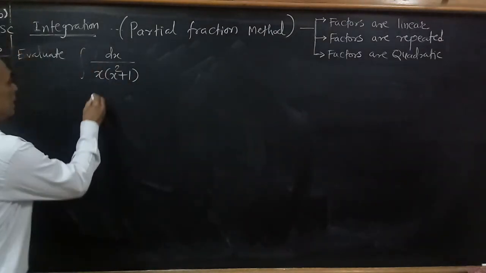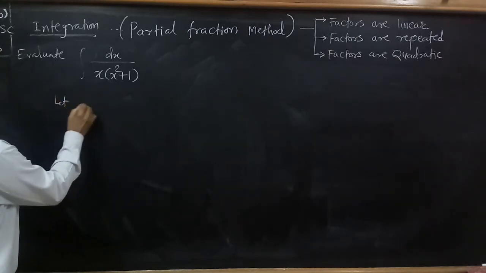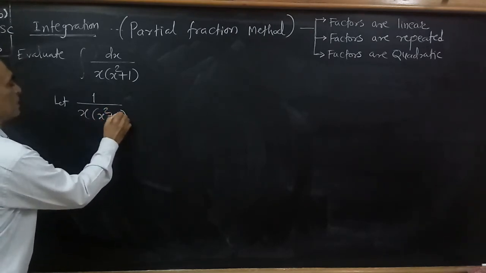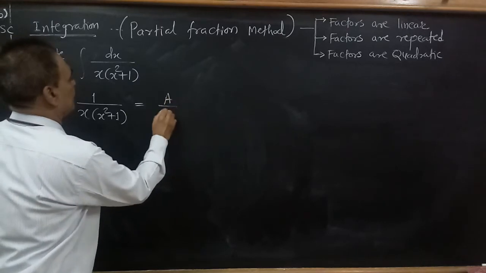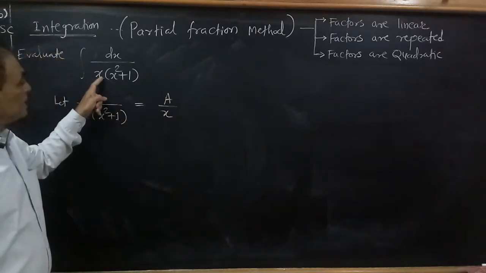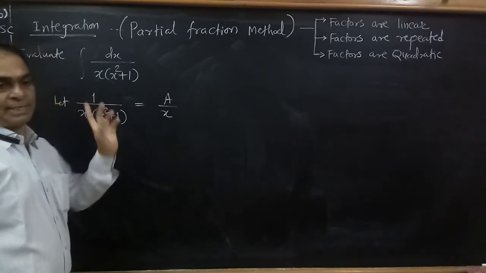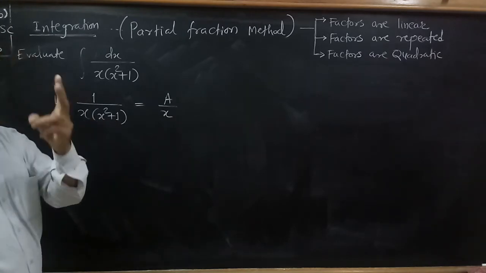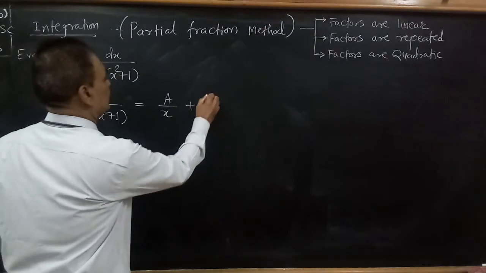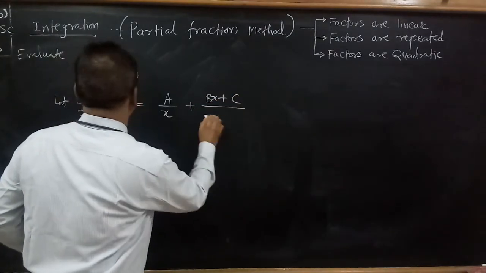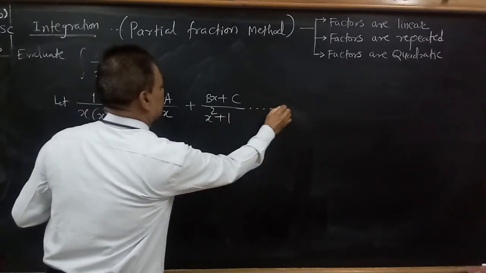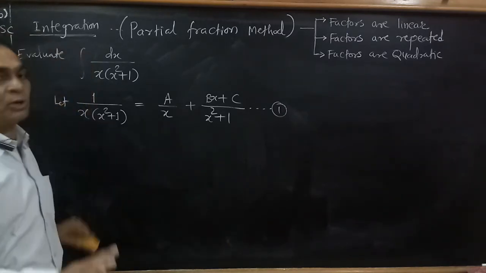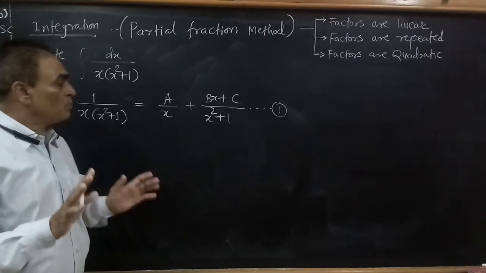That's why you can write, let the integrand 1 divided by x into bracket (x square plus 1) be nothing but A divided by the first factor. For a linear factor, only one constant is required. But for quadratic factors, two constants are required. That's why you can write in this way, (bx plus c) divided by (x square plus 1). This is equation number 1. Writing equation number 1 is very important. You must write it in the proper manner.